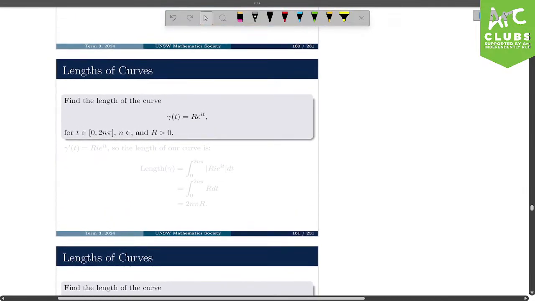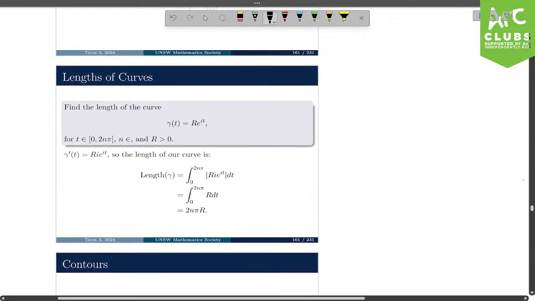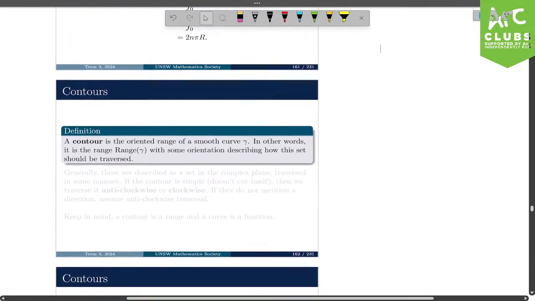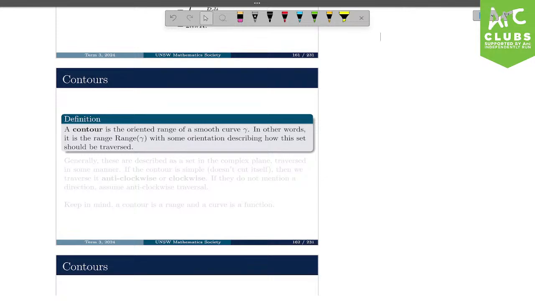Here's a little example. Let's try and find the length of this curve. We go ahead and we integrate the magnitude. We note that the magnitude of i e to the it, e and i, they both have a magnitude of 1, so we break it down, we're just left with r, and it multiplies out. Fantastic. Next up, contours. A contour is an oriented range of a smooth curve.